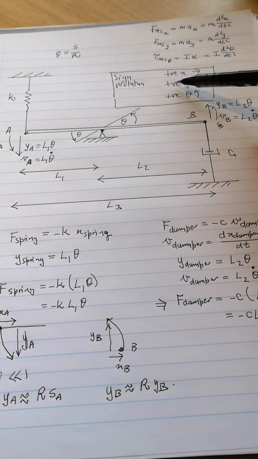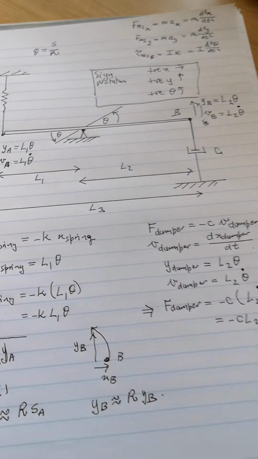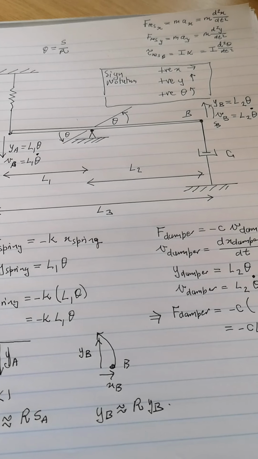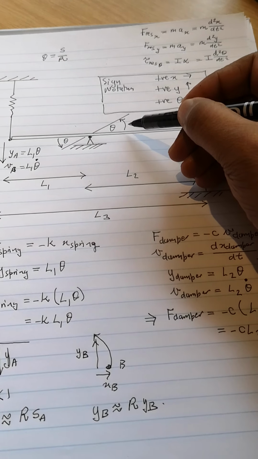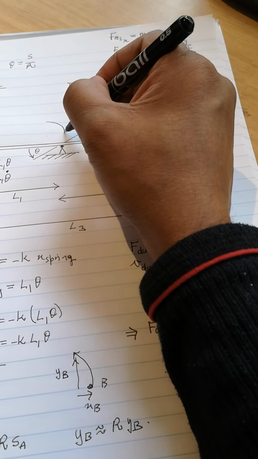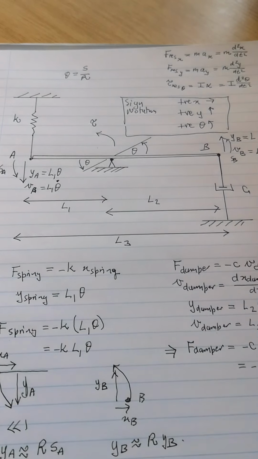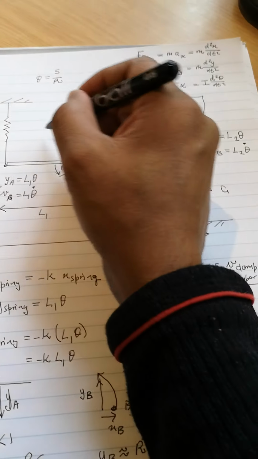Using our sign convention, we assume theta is positive in an anti-clockwise direction. And then if the angle theta is positive in an anti-clockwise direction, by implication that means the torques would be assumed positive in this direction.